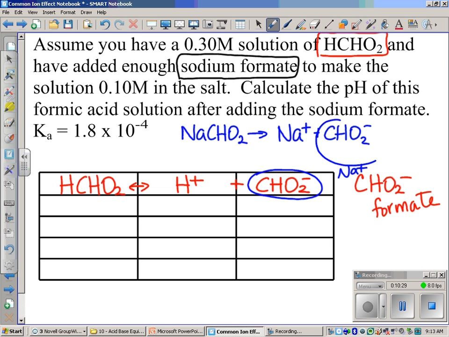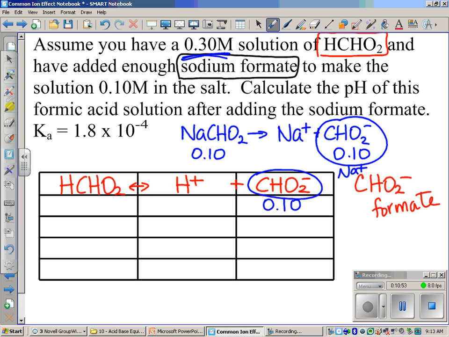The ion that is common to both is this formate ion. So that's the one we care about, the concentration. They've told us the concentration of the salt was 0.1 molar. So if the salt is 0.1 molar and the ratio is 1 to 1, then this one is also 0.1 molar, which means my starting value for this ion is 0.1 molar.